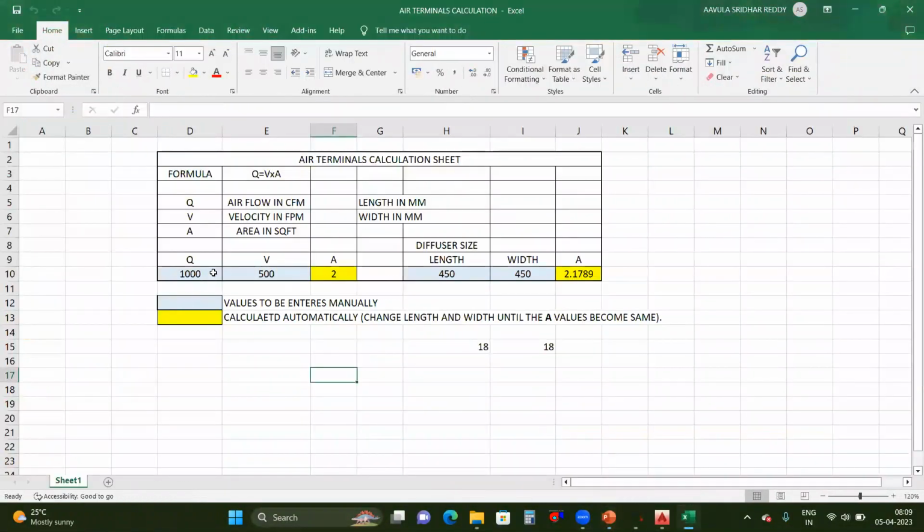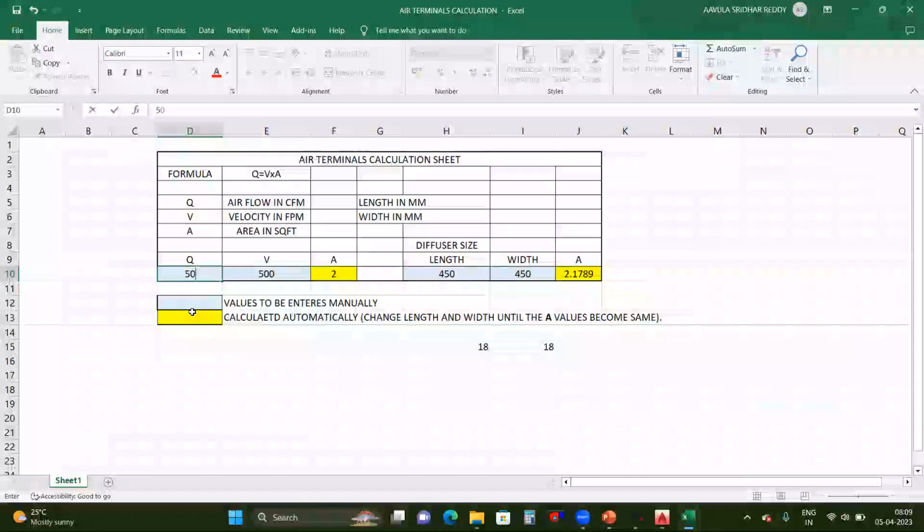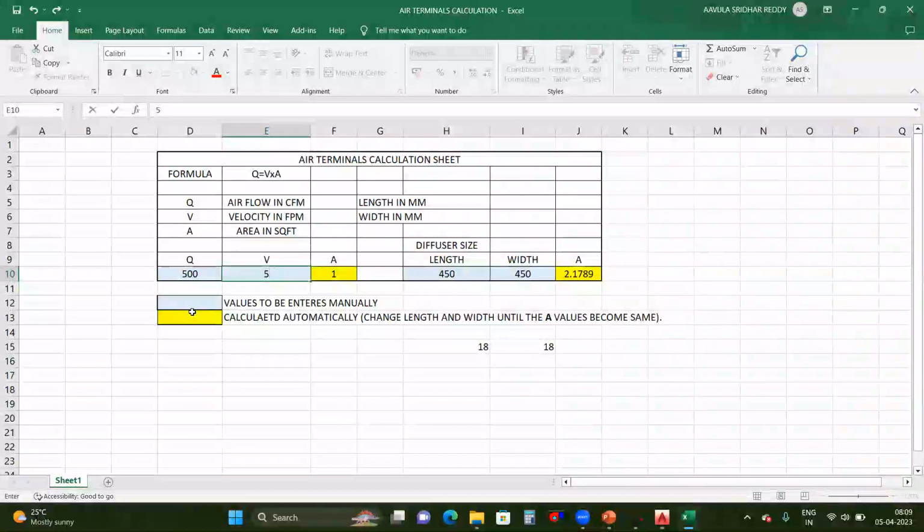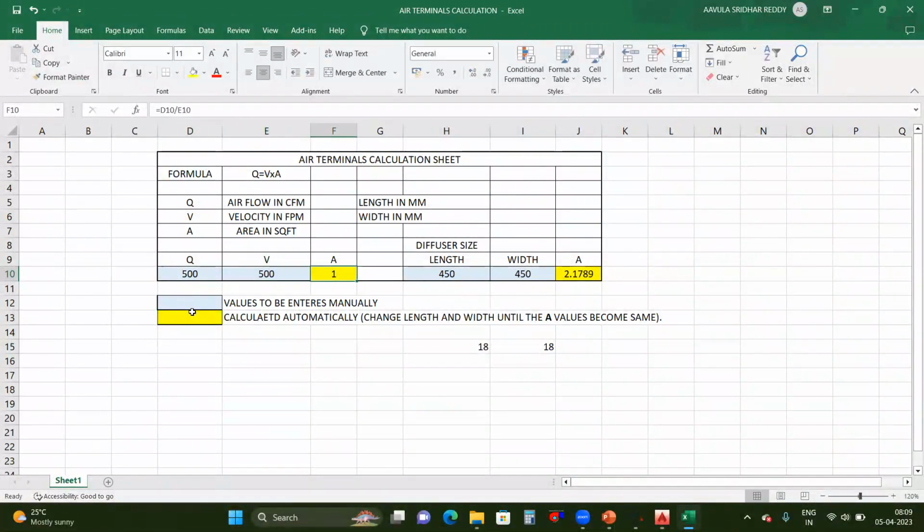So I will go to the Excel sheet. So here we have Q. So I will write it as 500. Q is nothing but airflow, 500. Tab. So velocity also I will write as 500. So what is the area I am getting here? It is 1. So here I need to increase the length and width and I will get the area.